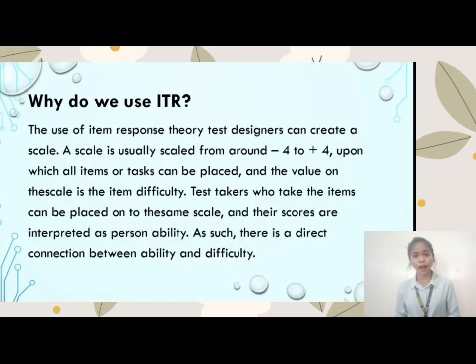Why do we use IRT? Using item response theory, test designers can create a scale. A scale is usually scaled from -4 to +4, upon which all items or tasks can be placed, and the value on the scale is the item difficulty. Test takers who take the items can be placed on the same scale, and their scores are interpreted as person ability. As such, there is a direct connection between ability and difficulty.